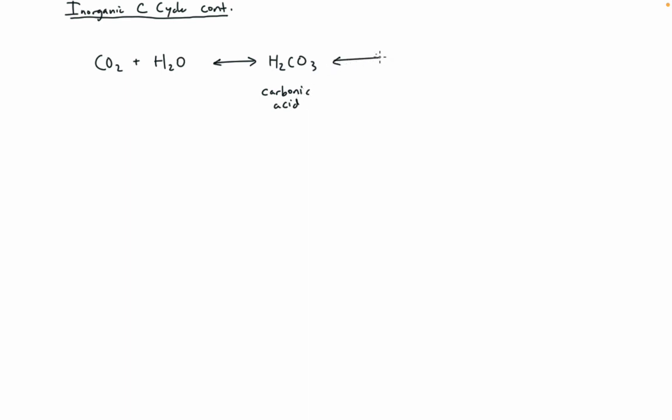And the carbonic acid exists as a hydrogen ion plus another compound, the bicarbonate ion. And that can break down as well into another hydrogen and a carbonate. This is a carbonate ion. So this is the ion that will bond with the calcium dissolved in the water to form shells.